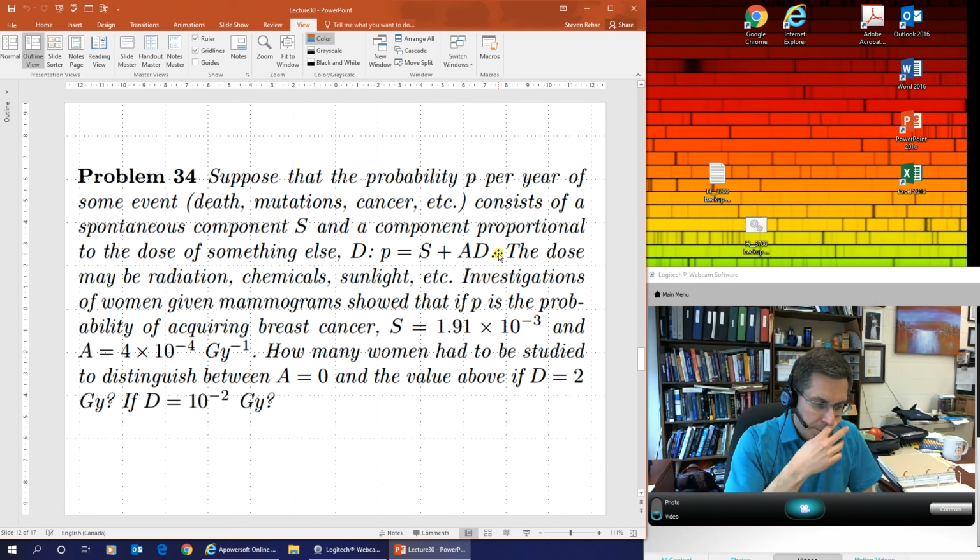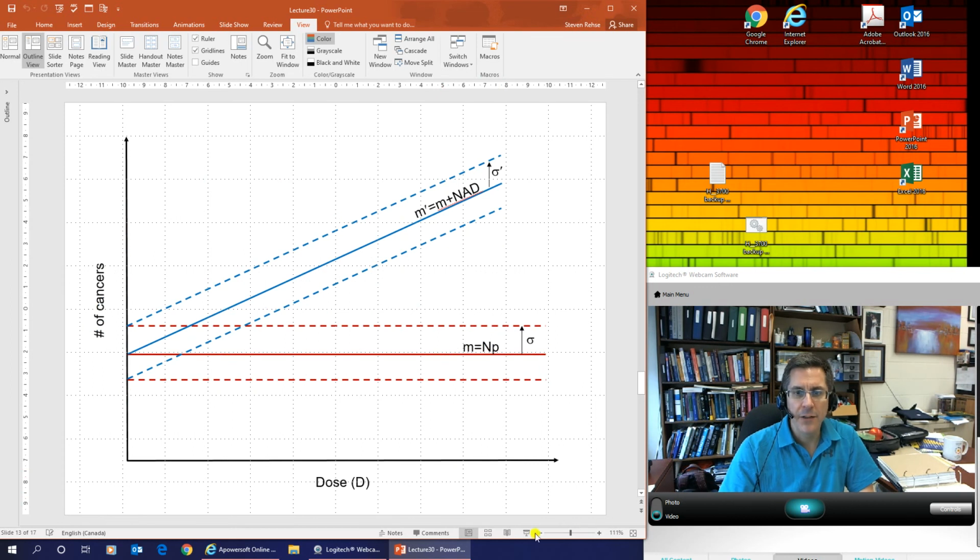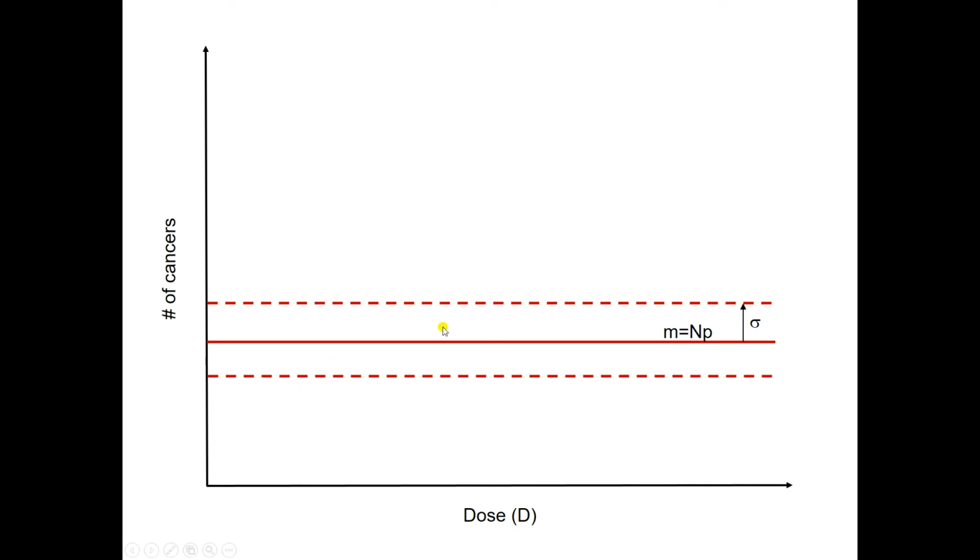So what we're trying to get at is a graph like this. Let's just look at it this way. Here is the number of cancers. This is M, which was equal to N times P as a function of dose. These women are not getting any mammograms at all. So the number you calculated, M, even though we don't know N, that's fine. It's some number. N is something, which means M is something. It's just a flat line. M equals N times P plus or minus sigma. This is the error bar on M. That should make sense to you.